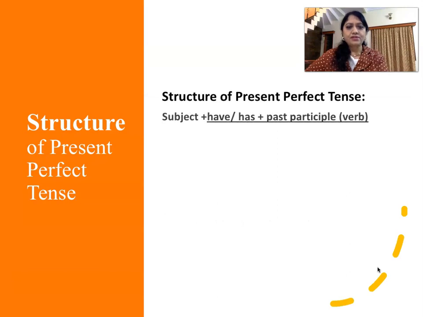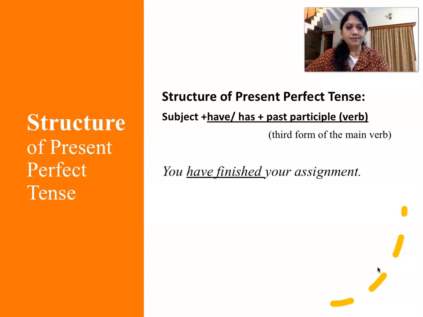Let's look at the structure of the present perfect tense. In order to form the present perfect tense of a verb, it is important to use the present form of the verb to have. So that is have or has plus the past participle form of the main verb. The past participle form of the main verb is also called the third form of the verb or the V3 form of the verb.